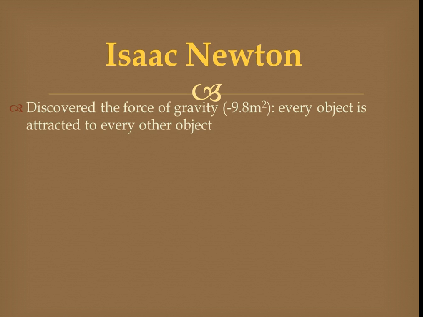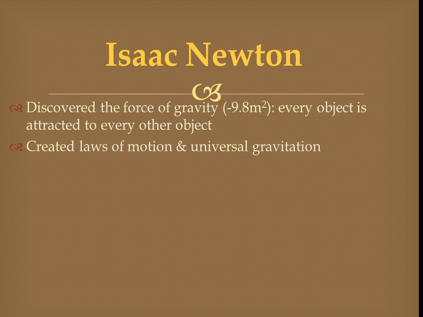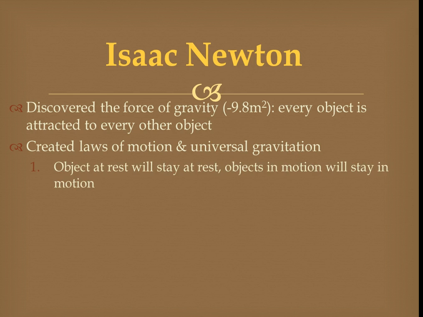Isaac Newton. He discovered the force of gravity. You might have an image in your head of the apple dropping on his head from a tree. Every object is attracted to every other object. And he created most of the laws of motion and universal gravitation that those of you who are in physics right now probably have heard his name and know his laws very well. Things like inertia, momentum. So he has 3 of them.